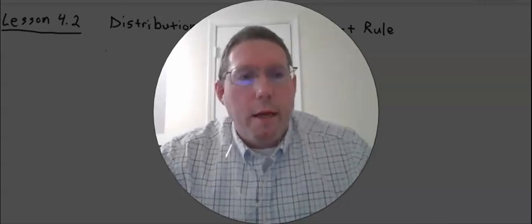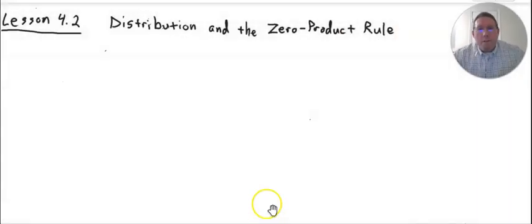So the first thing I want to talk about in order to understand this, we're going to talk about two things. One is called distribution, and the other one is called the zero product rule. Distribution has to do with multiplication, and the zero product rule also has to do with multiplication, hence the word product. Let's talk about the zero product rule first.